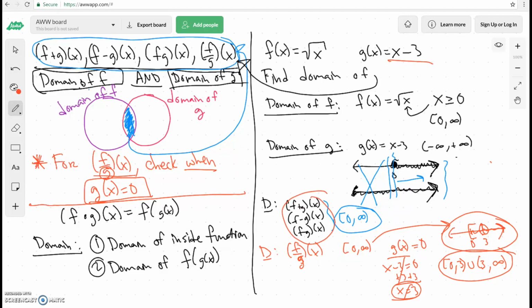So sometimes the domain may be the same thing, but we always want to check g of x. We always want to check when does it equal 0, and then after that, find the domain. Okay? So hopefully this helps a little bit more, and in the next video, I'll do one with compositions.